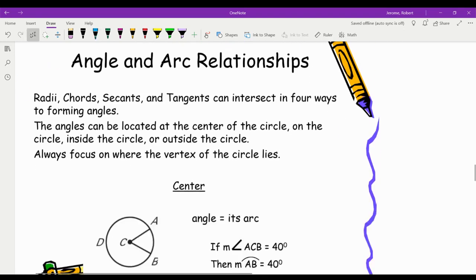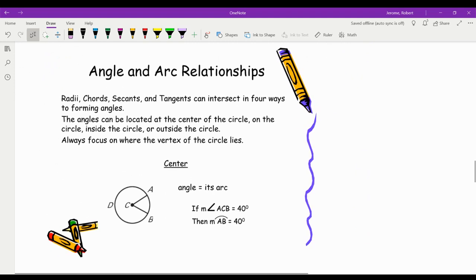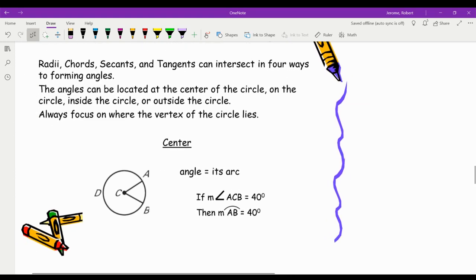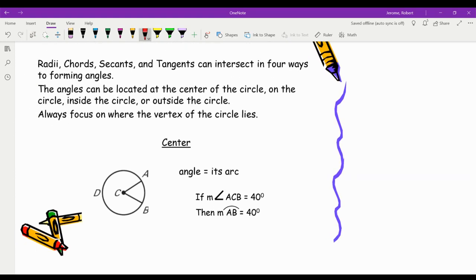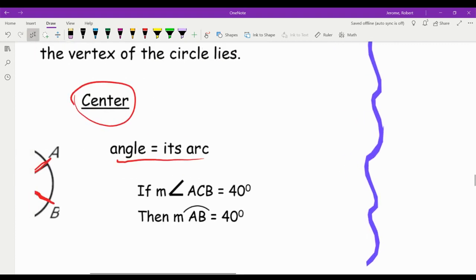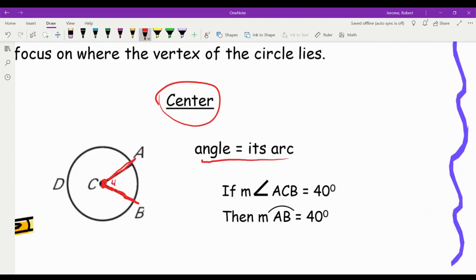Finally, what we want to do is create a connection between angles and arcs. And we started to on the earlier slide, and this is the same exact picture. Whenever the angle is at the center of the circle, so whenever we have a central angle, you always want to know where your vertex is. When the vertex is at the center of the circle, the angle is equal to its arc. So if this is a 40-degree angle, then we have a 40-degree arc.